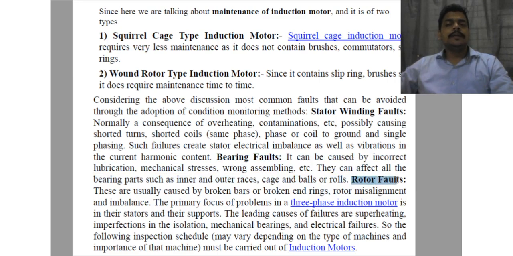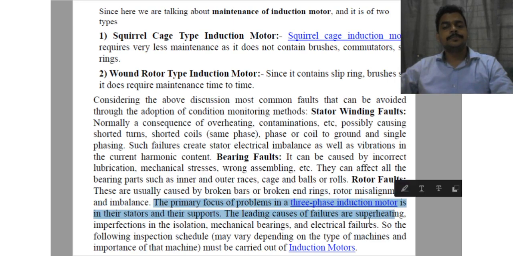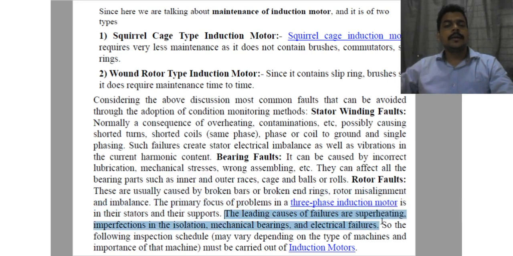The third fault is the rotor faults. These are usually caused by broken bars or broken end rings, rotor misalignment and imbalance. The primary focus of problems in the three-phase induction motor is the stator and its supports. The leading causes of failures are overheating, imperfections in the insulation, mechanical bearing and electrical failures.